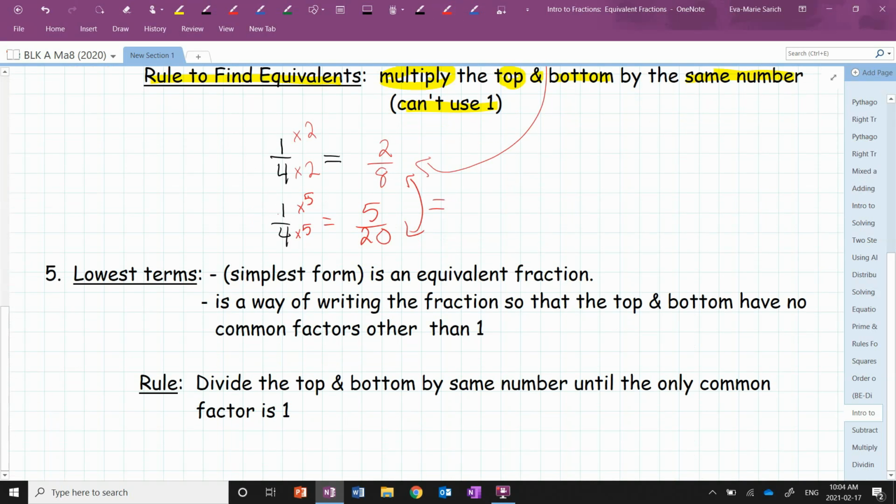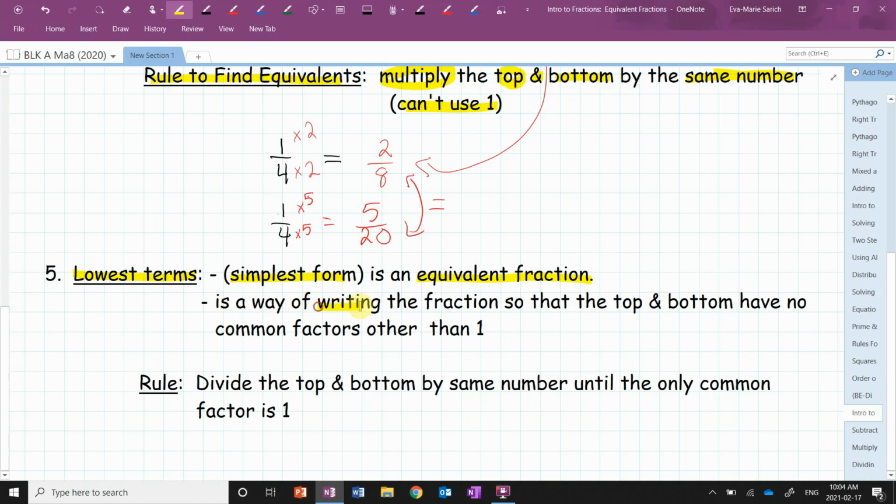Now, the next thing we need to talk about is lowest terms. And lowest terms is another equivalent fraction. Okay? But instead of multiplying, what we do is we divide. So lowest terms, whoops, I don't want to be crossing that out. I just wanted to highlight it, is often referred to as simplest form, and it is an equivalent fraction, okay?